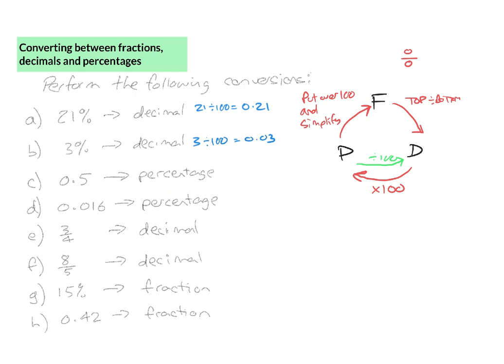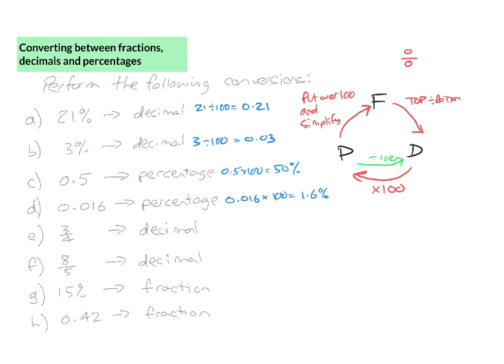Next, we've got a decimal to a percentage, multiplying by 100. So I do 0.5 multiplied by 100 equals 50%. The next one, same thing, just take your decimal: 0.016 multiplied by 100 equals 1.6%. Note here that you can have a decimal within a percentage. That can happen, so make sure you look out for that. But remember, this is a percentage number. As a decimal, it is 0.016.